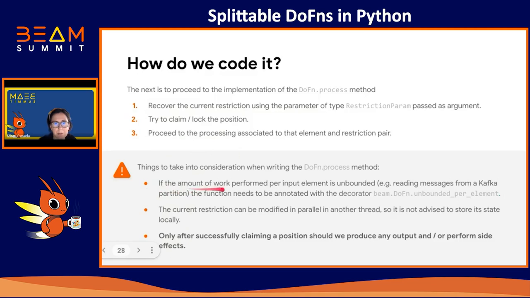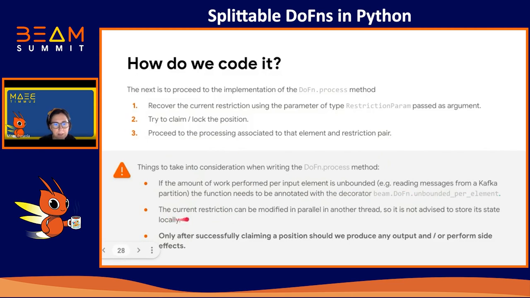If the amount of work that is going to be performed for that element is unbounded, for instance, in the example that we were discussing before, where we were reading messages from a Kafka partition, there is a decorator that I have to use to annotate my process method and say that it is unbounded per element, okay?